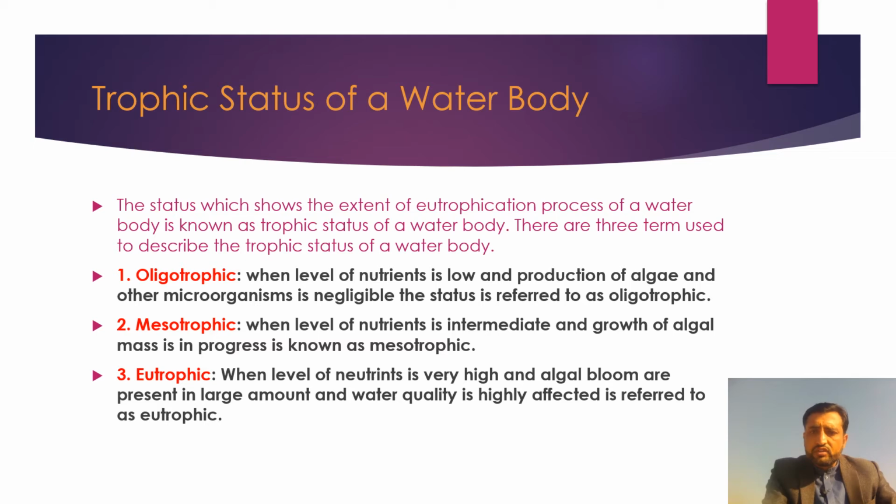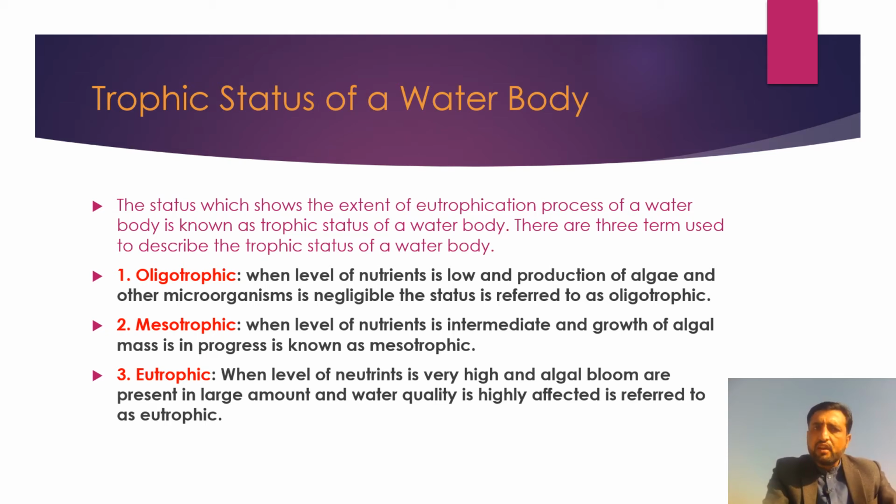The three terms used for the trophic status are, first, oligotrophic. Oligotrophic refers to when the level of nutrients is low and production of algae and other microorganisms is negligible. At this stage, the supply of nutrients is low and the population of algae and other microorganisms is also low or negligible. So this stage is called the oligotrophic status.